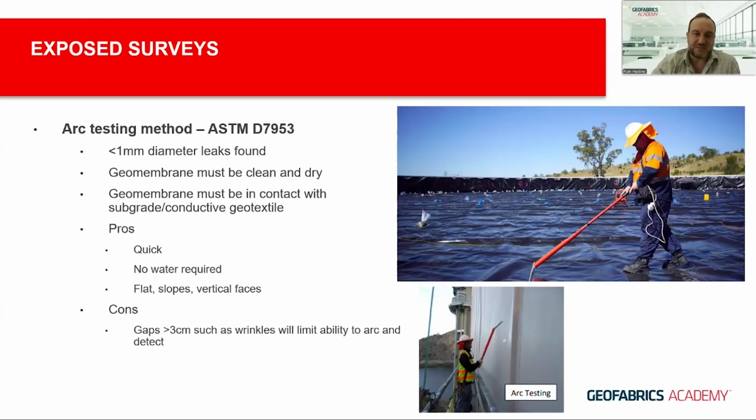So pros of this method, again, it's quick, there's no water required. You can do this on all types of slope inclination. But I guess not so much of a benefit here is, again, you've got the gaps that can potentially limit arcing. So if you've got wrinkles and they're higher than about 3 centimeters, again, you've not got that intimate contact between the geomembrane and the underlying conductive material, which then results in potentially missing a defect in the liner. So you can see some examples of arc testing being completed on the pictures there.